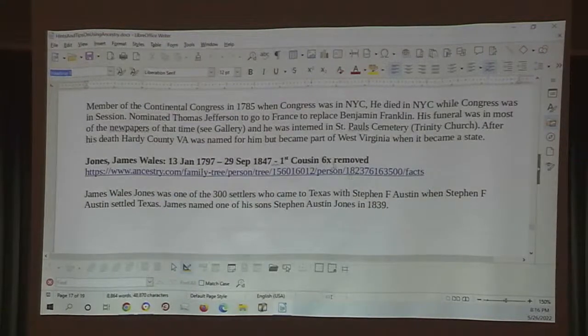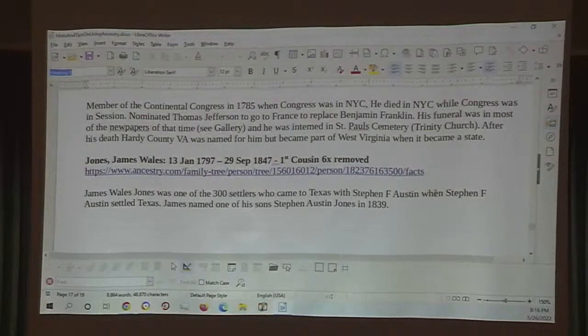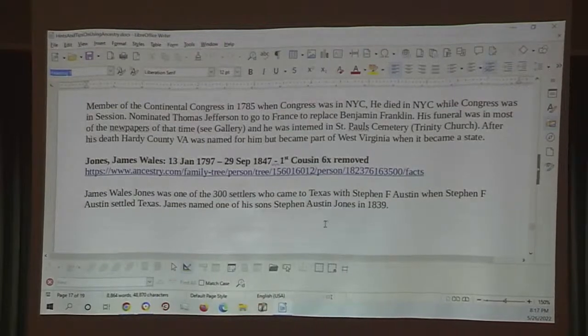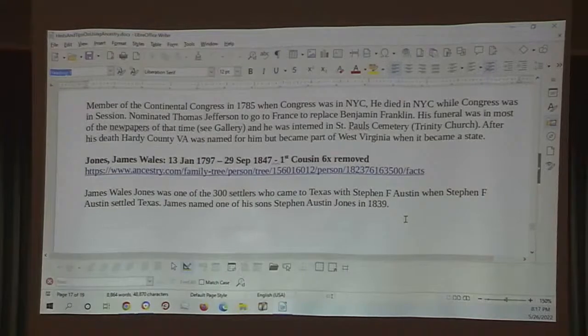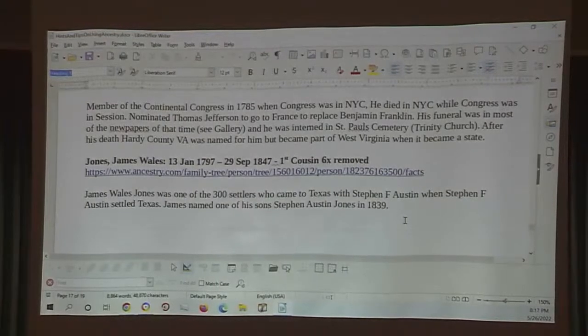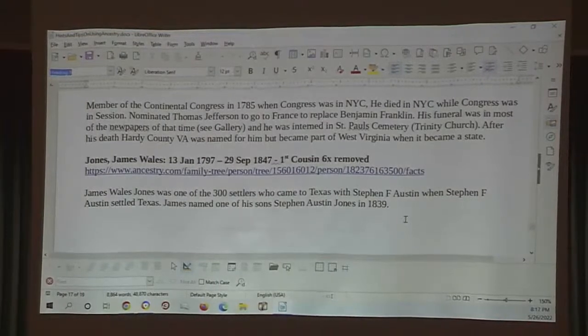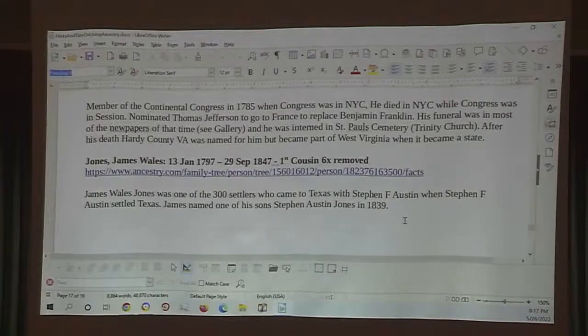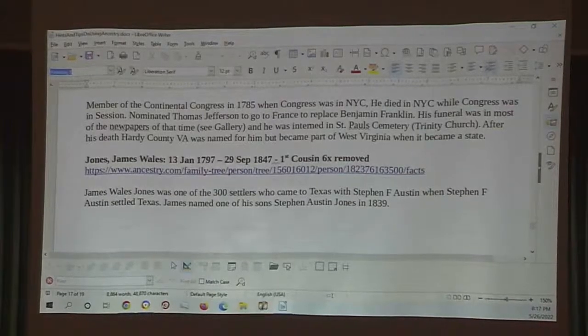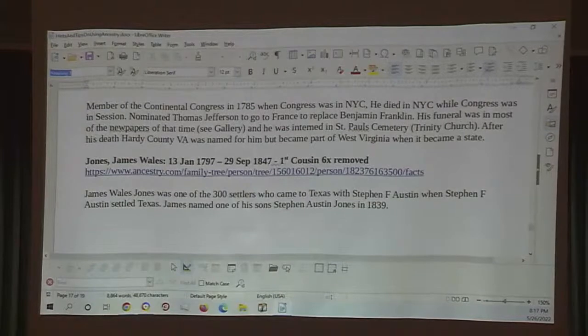And again, Jones, James Well, first cousin, 6 times removed. He was one of the 300 settlers who came to Texas with Stephen Austin. When Stephen F. Austin settled Texas, James named his son Stephen Austin Jones. So you know who Stephen Austin is, right? Settled Texas and one of the first lieutenant governors of Texas. So an interesting fact, an ancestor.